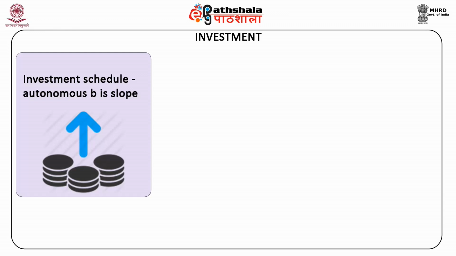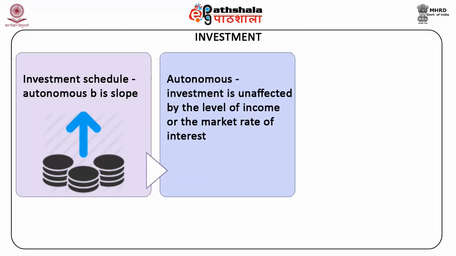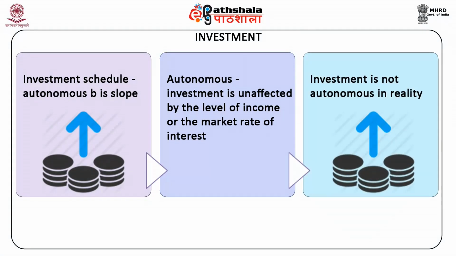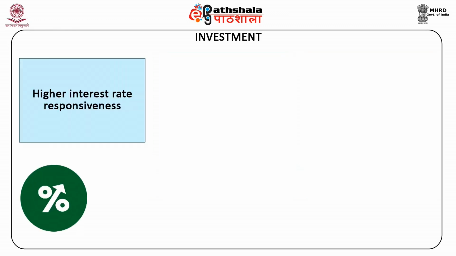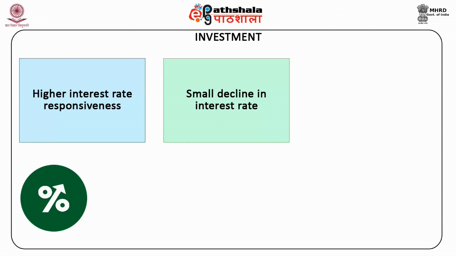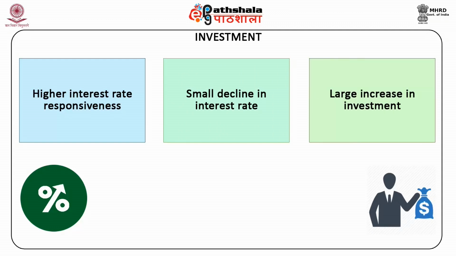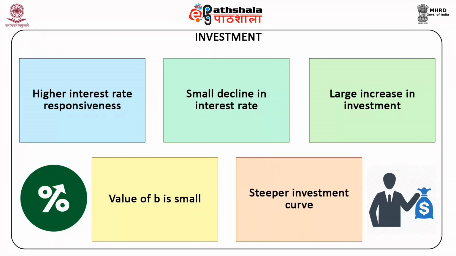The investment is said to be autonomous if the amount of investment is unaffected by the level of income or the market rate of interest. This investment depends upon certain socio-economic and political factors. Investment is not autonomous in reality, but it is determined by interest rate. A higher interest rate responsiveness implies that a small decline in interest rate will lead to a large increase in investment, and the investment curve would be very flat. When the value of b is small, it will result in a steeper investment curve.